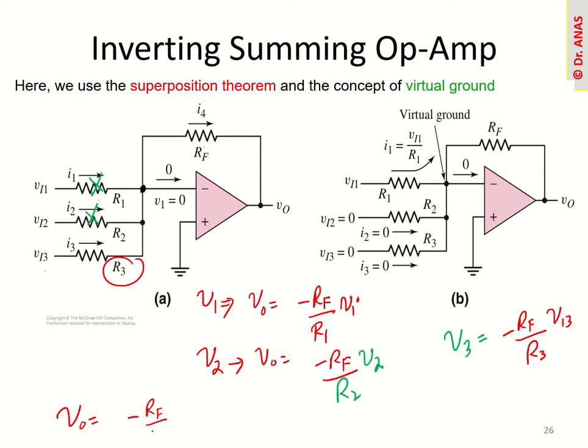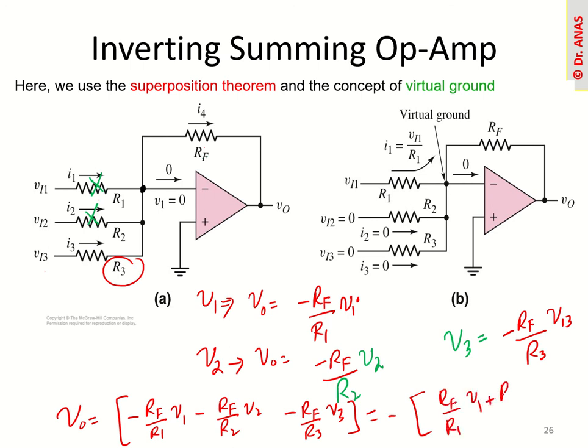So I can write minus RF divided by R1 times V1, minus RF divided by R2 times V2, minus RF divided by R3 times V3. That will be my combined output, total combined output. If I take the negative common here, I can write this as minus of RF divided by R1 into V1 plus RF divided by R2 times V2 plus RF divided by R3 times V3.